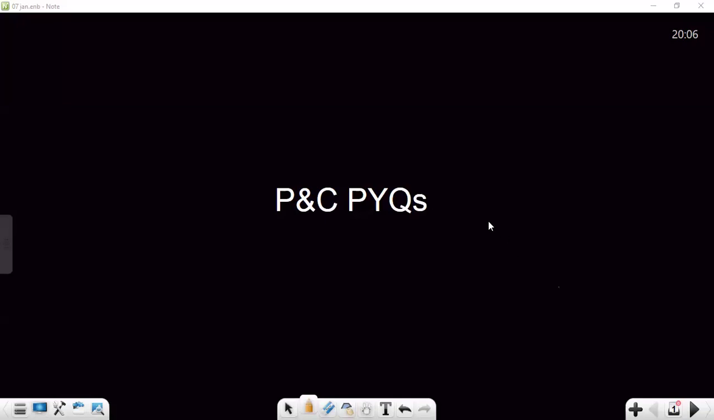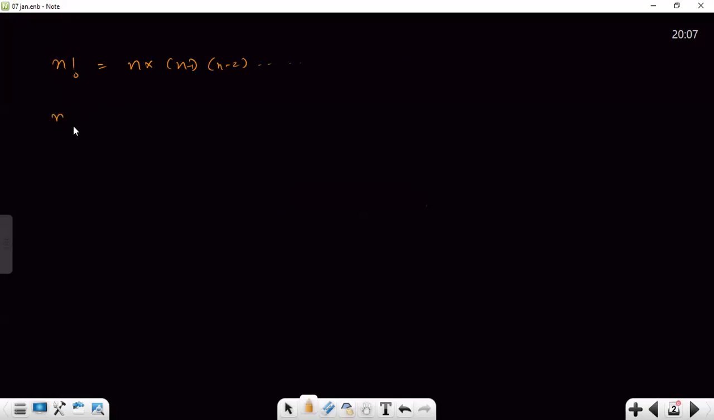So before starting with PNC previous year questions, first let's have a quick recap of the chapter. There's nothing much to discuss. Simply, n factorial is n into n minus 1 into n minus 2, simply till it becomes 1. So n factorial can also be written as n into n minus 1 factorial. Nice. And what else?